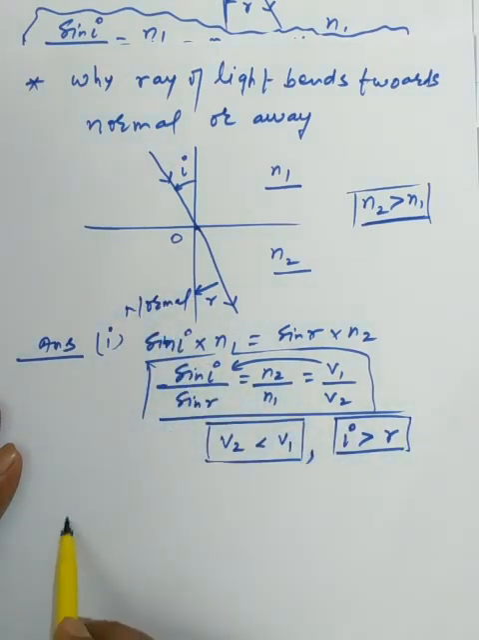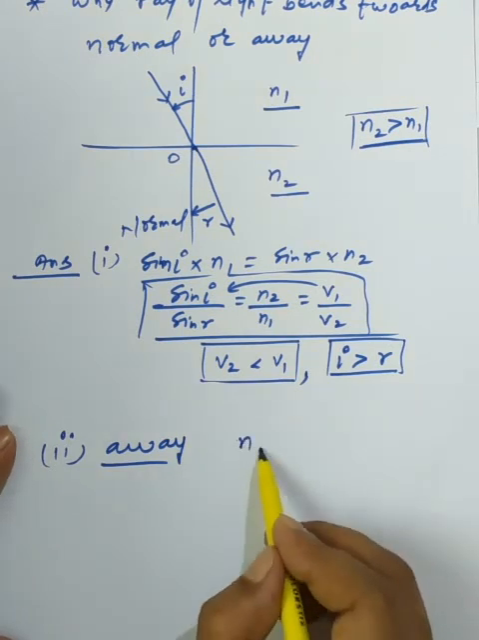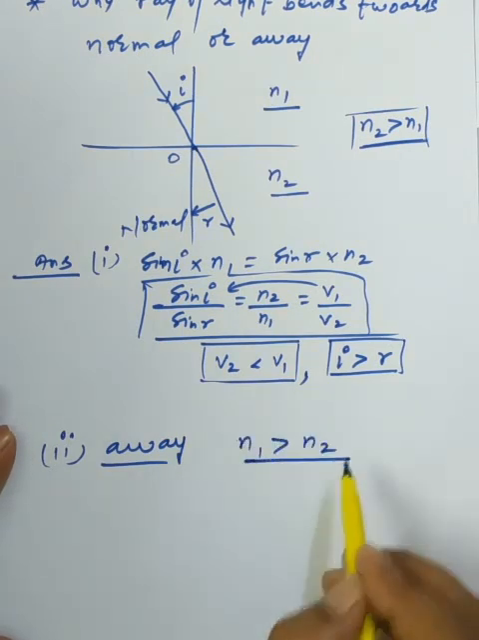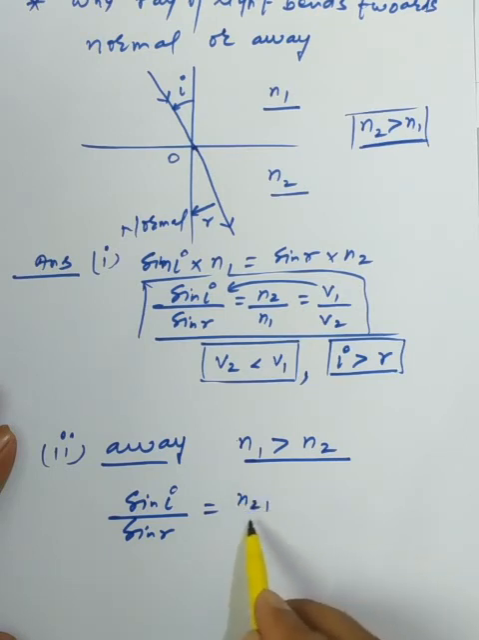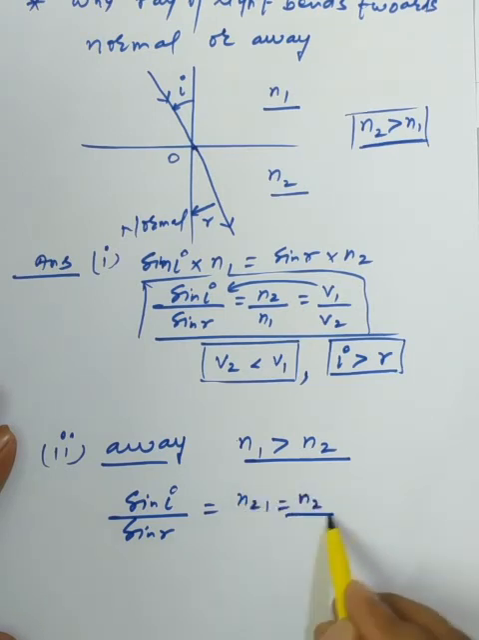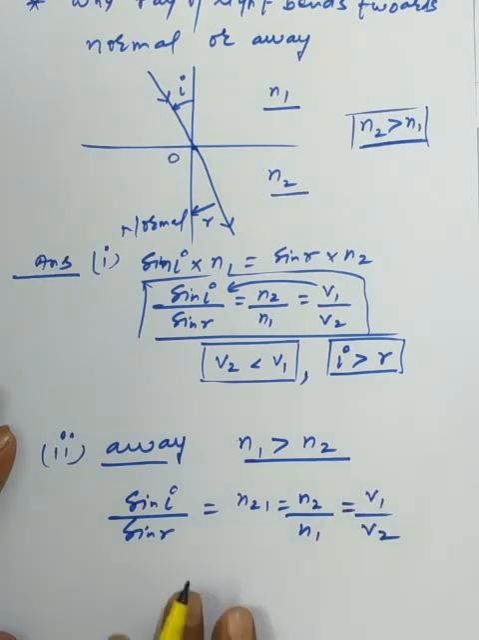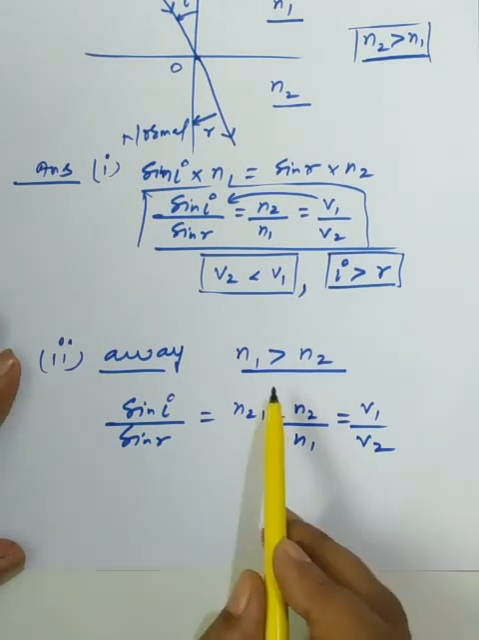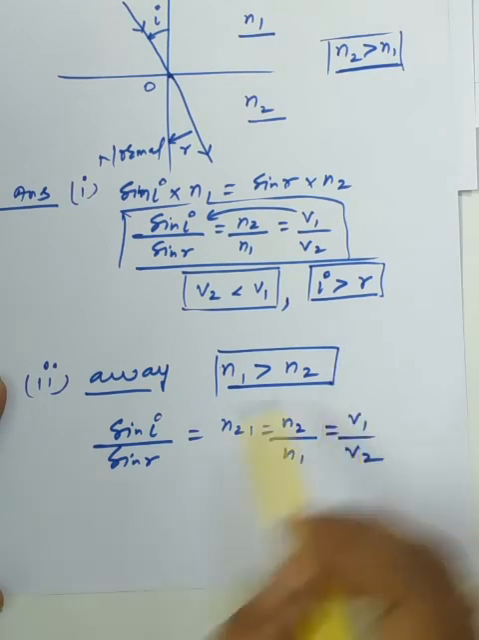Now we are completing the second part, that is called moving away. Suppose in this question someone gives the condition that n1 is greater than n2. So what will happen, students? We get the same ratio from this diagram, sin i upon sin r is equal to n2 upon n1, which can be stated in terms of velocity as v1 upon v2. So if n1 is greater than n2, by the help of this relation we can give the answer.